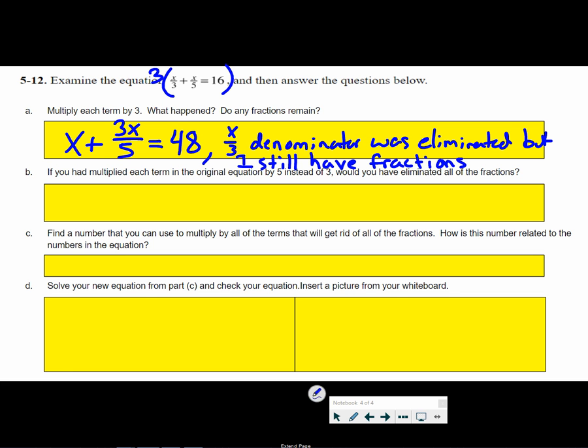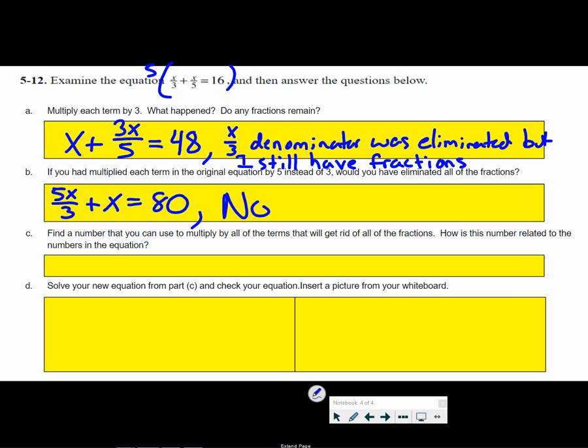Alright, so then B says if you had multiplied each term in the original equation by 5 instead of 3, what would happen? So now I'm going to multiply everything by 5. So I'm going to get 5x over 3 plus x equals 80. Would you eliminate all the fractions? The answer is no, I still have 5x over 3.